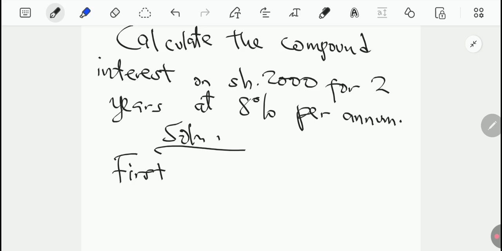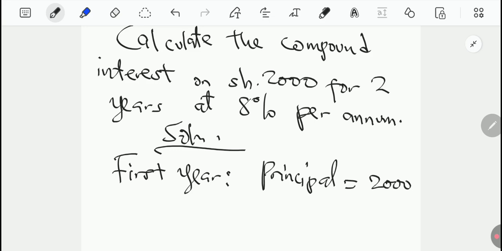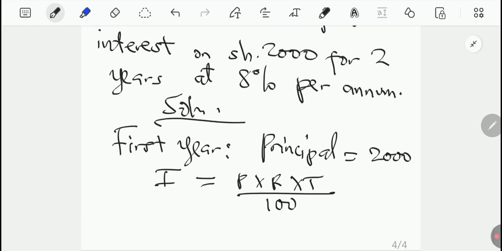So we have two formulas here that we shall get compound interest. So first year, in the first year, the principal is equal to 2000. Then we shall have to calculate what we call the interest. We can say interest or simple interest is equal to principal times rate times time out of 100. That is in the first year.